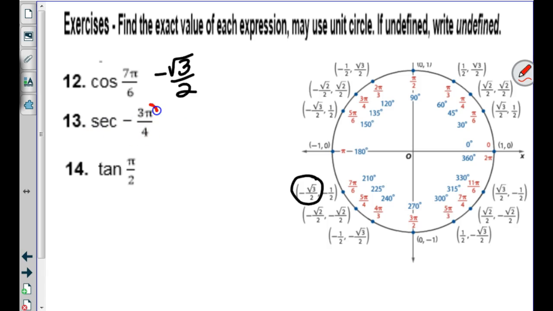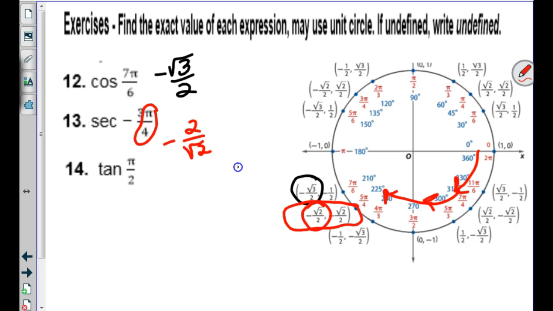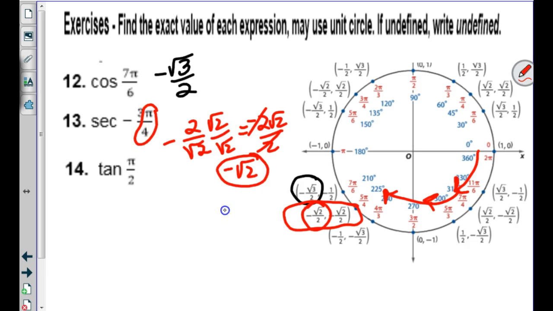Negative 3 pi over 4. What is pi over 4, guys? 45. So three of them in the negative direction would be one, two, three of them. So I'm here. Okay. Secant. Well, secant is the flip of cosine. So I'm supposed to flip this over. I'd have 2 over the square root of 2, and it's supposed to be negative. Now what? Yeah, 2 root 2 over 2 is just root 2, and it's negative. So that was a pain in the neck, but could you have figured it out?